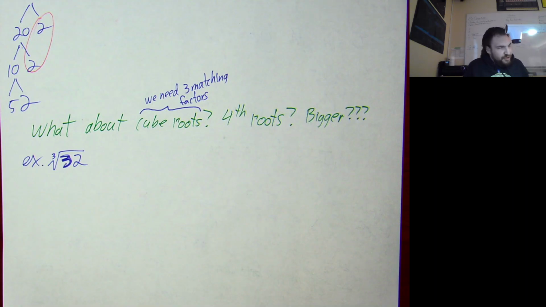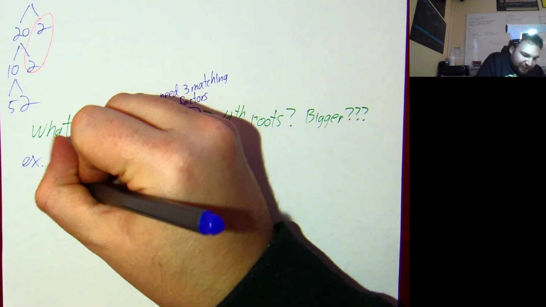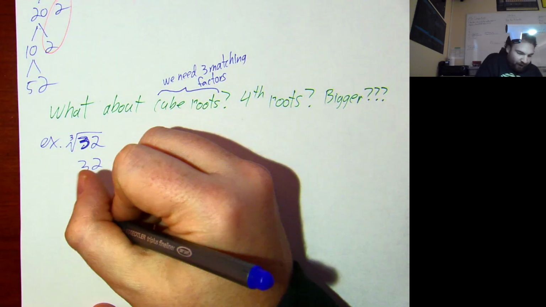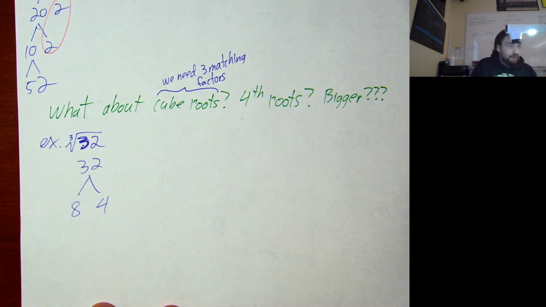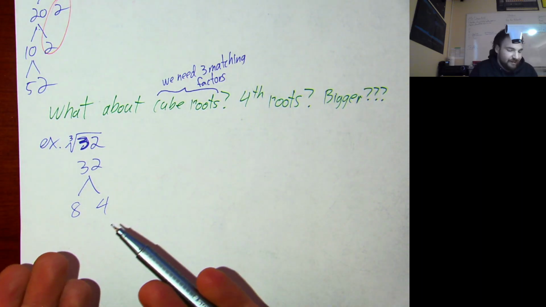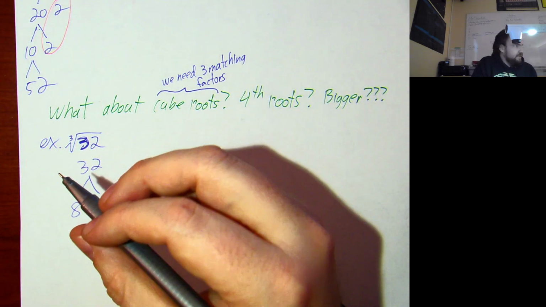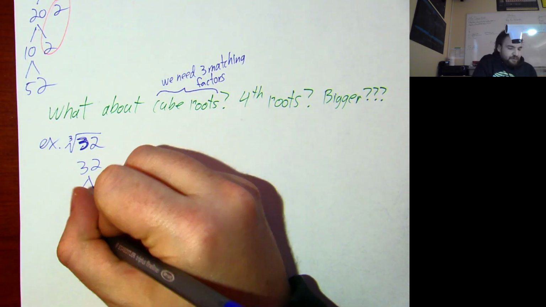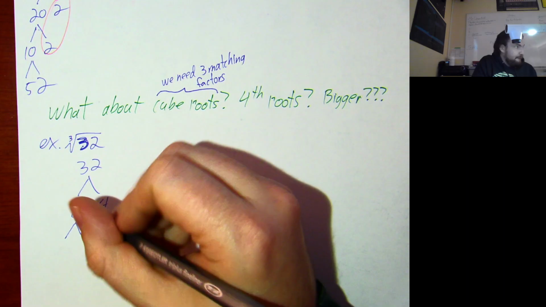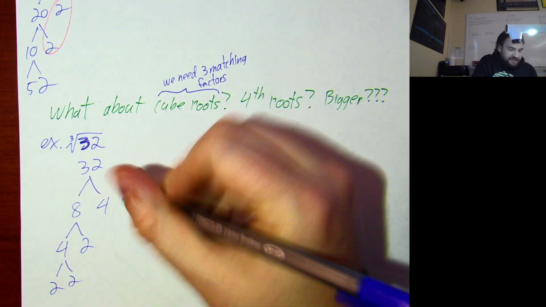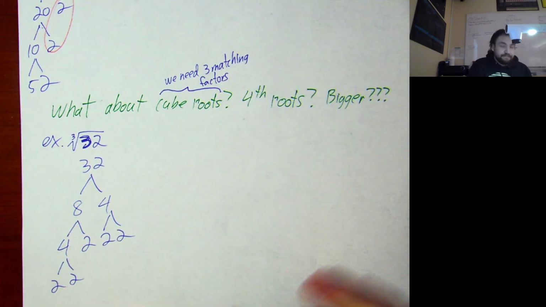So, cube root of 32, exact value. What's the factor tree for 32? 8 and 4. Can't break either of those up? Let's go all the way to the prime factorization. Can I break up 8 and 4? Someone said yes, someone said no. I can break up 8 into 4 and 2, and I can break up 4 into 2 and 2. This 4 can also be broken up into 2 and 2.